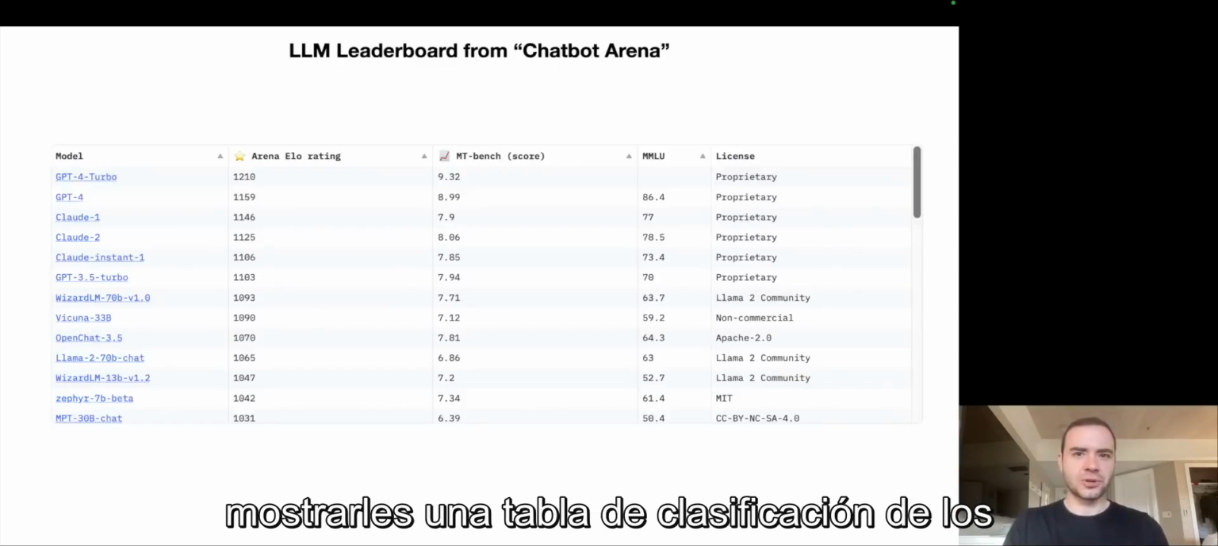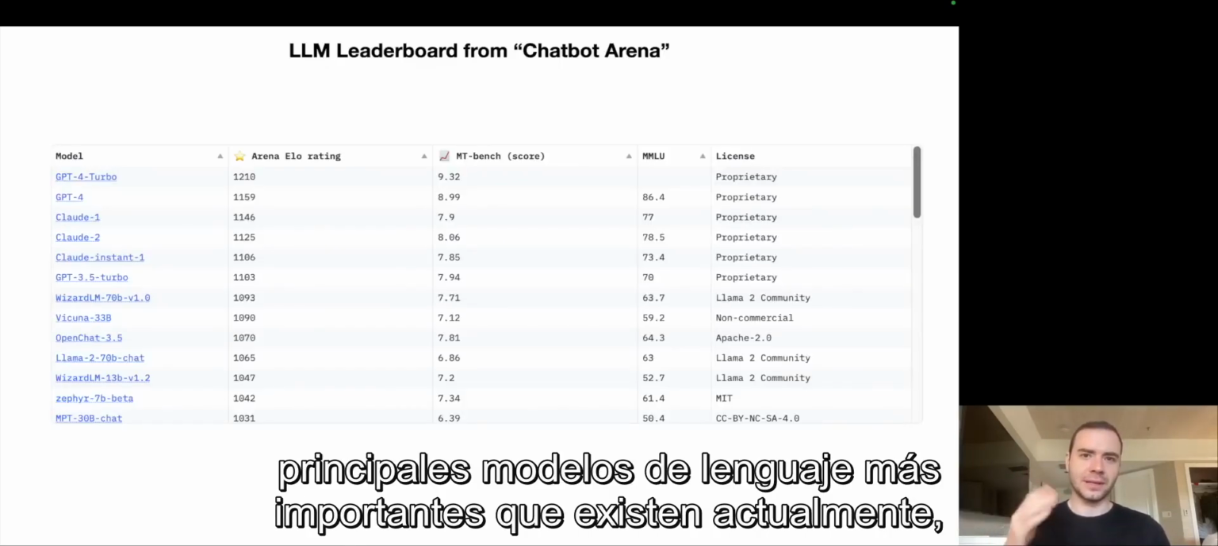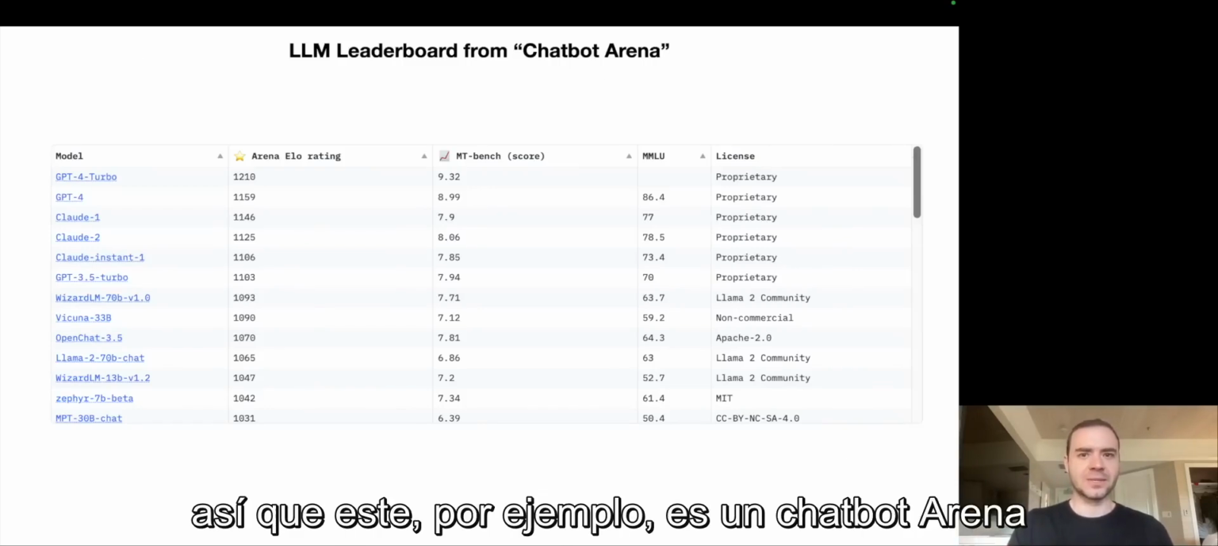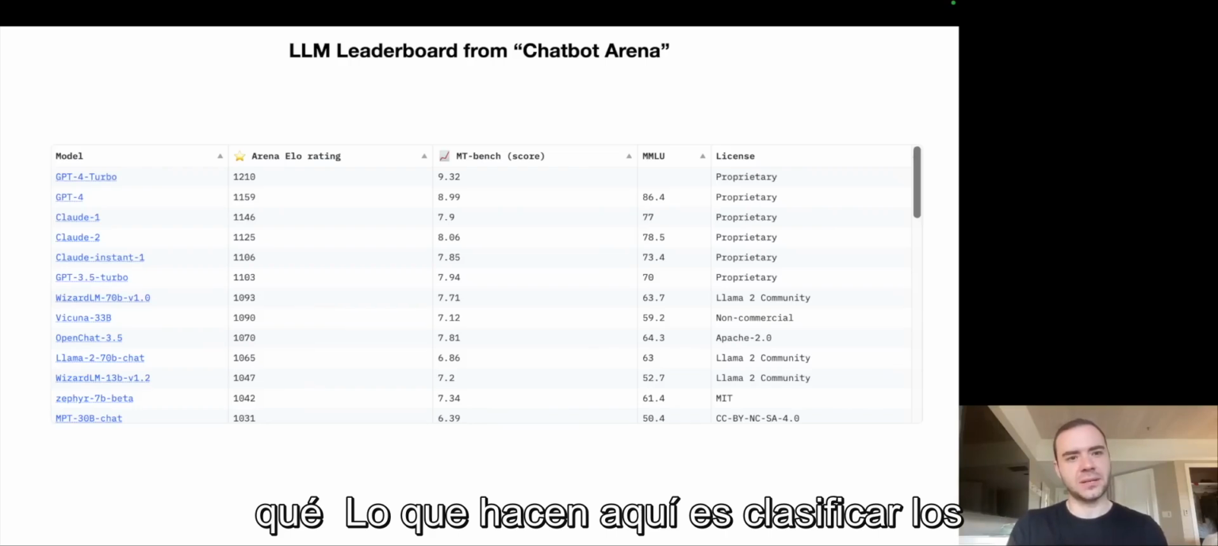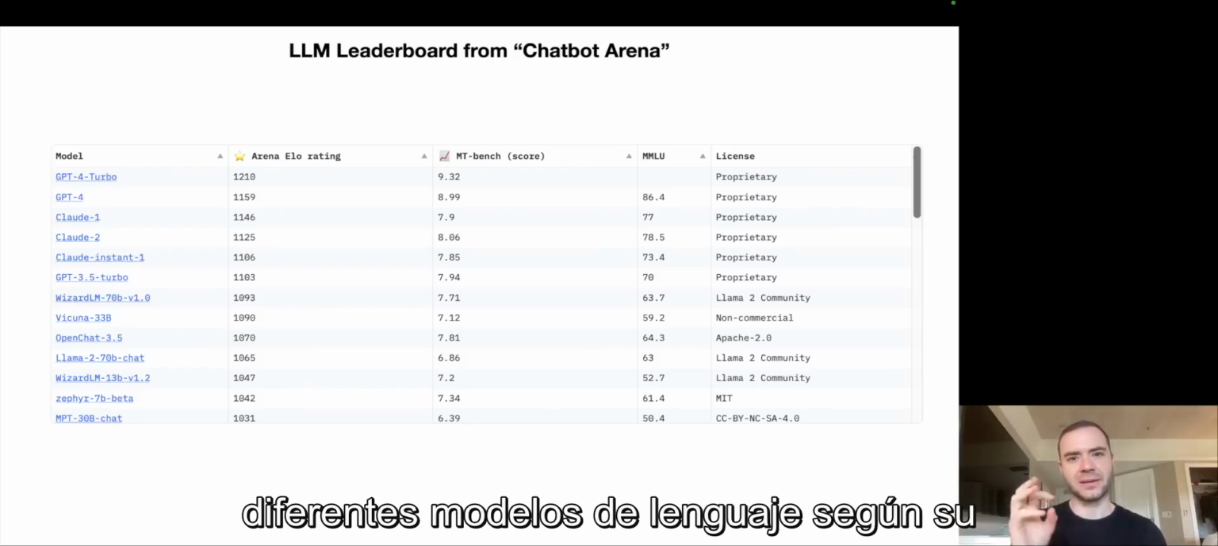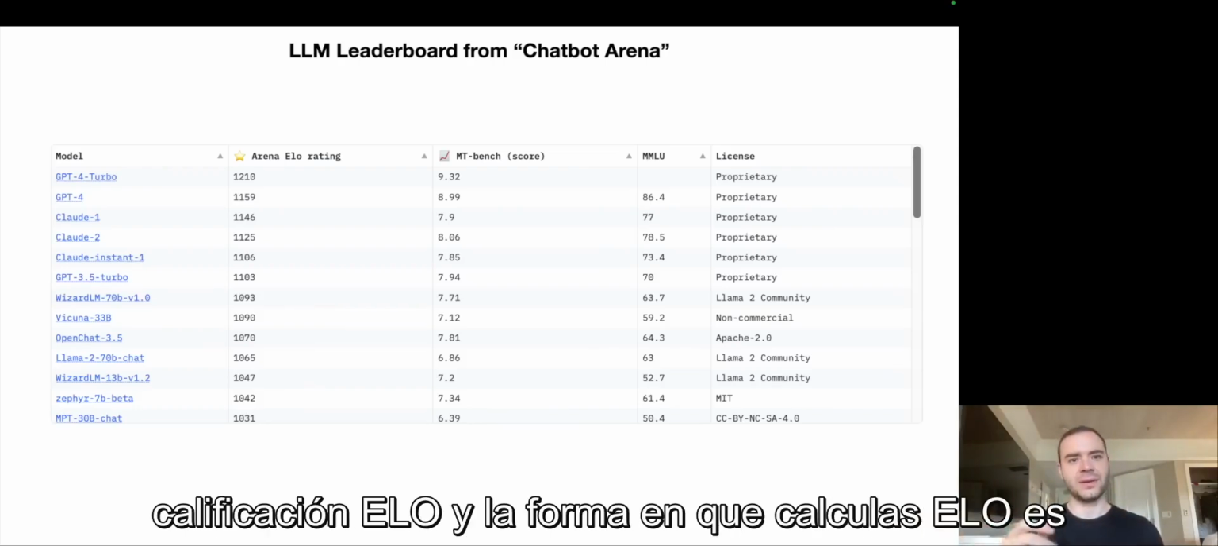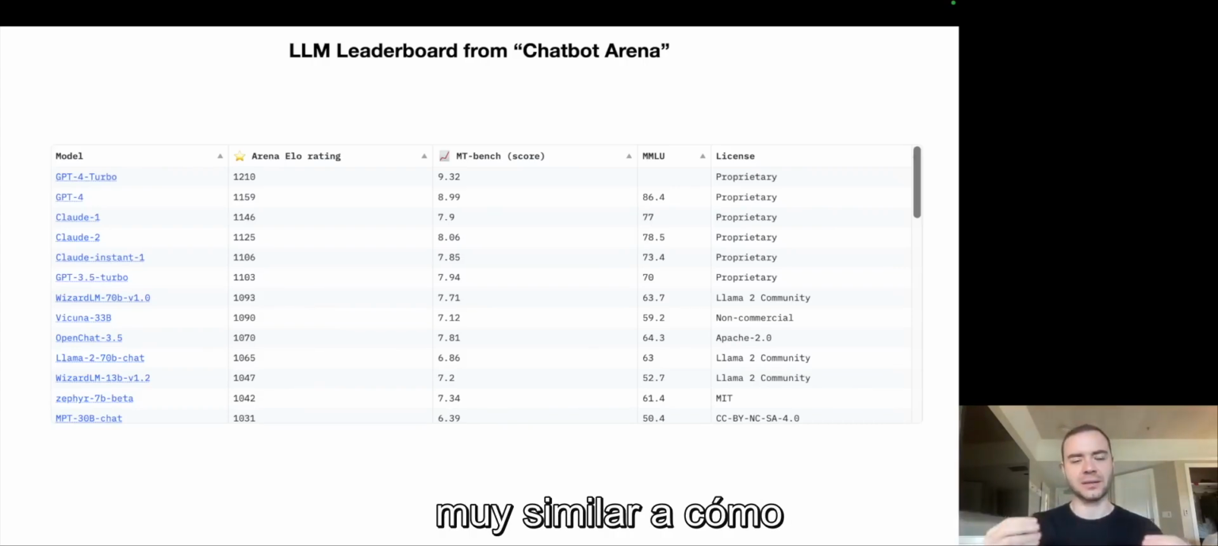Okay, finally, I wanted to show you a leaderboard of the current leading large language models out there. This, for example, is the Chatbot Arena. It is managed by a team at Berkeley. What they do here is they rank the different language models by their ELO rating. And the way you calculate ELO is very similar to how you would calculate it in chess.